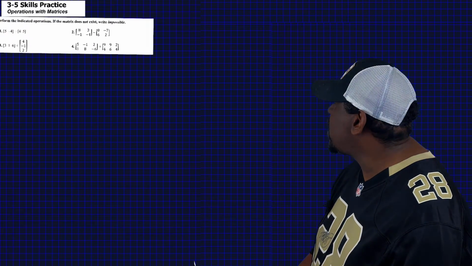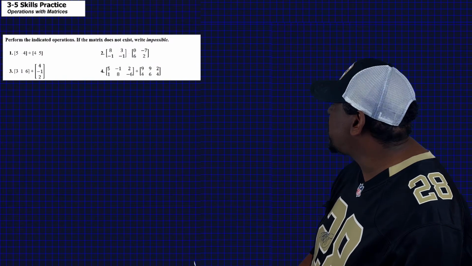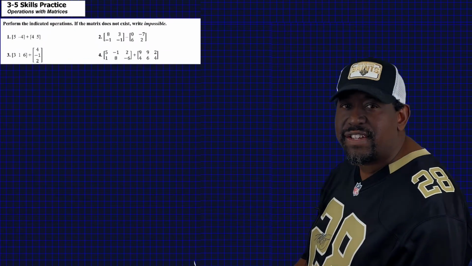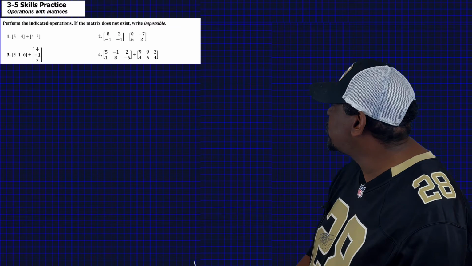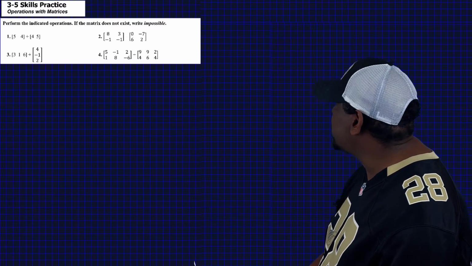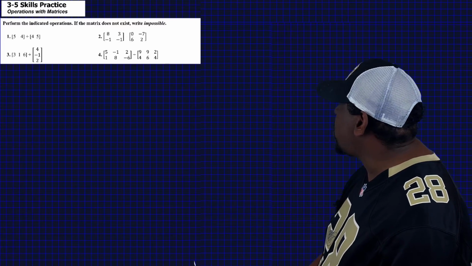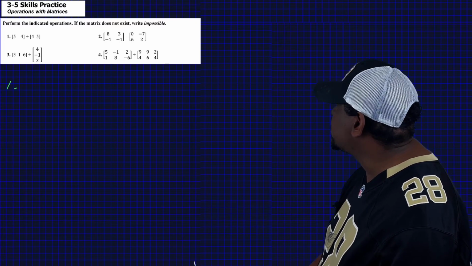And now that we know this rule, we can get started with our problems. I'm going to make it bigger so you can see it. It was a little too small for my liking, so we're going to expand it a little bit. Which problem do we want to do?